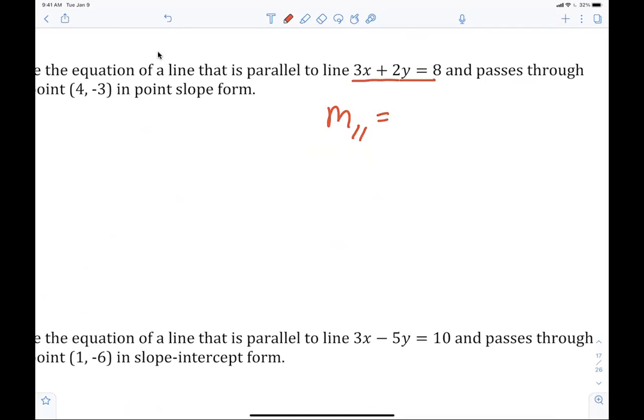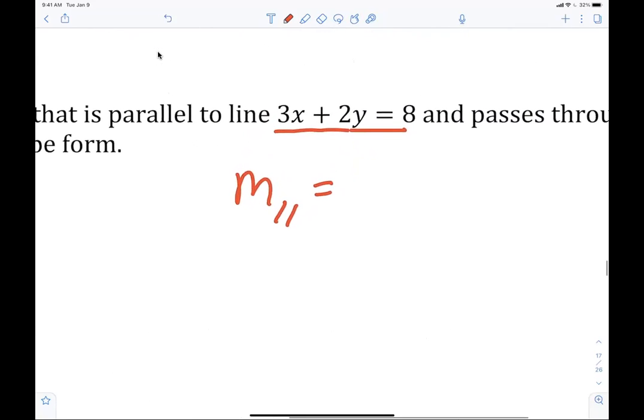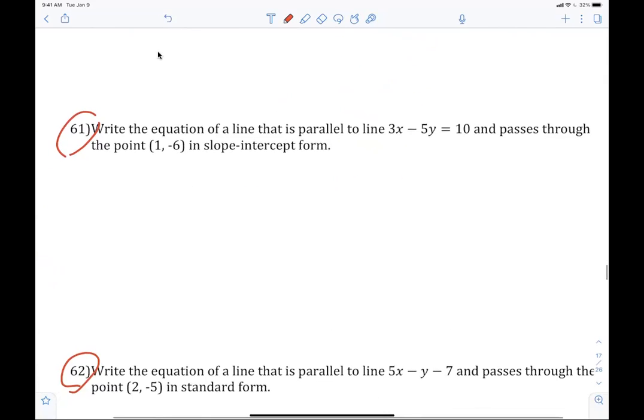Say it. Definitely not 3/2. Definitely not 2/3. Yes, -3/2. Is everybody with me? Everybody should be able to do that because we're just moving the x and then dividing by the 2. If I move the x, it becomes what? So that's why the slope is -3/2. You with me? All right, now we're going to look at the next one.